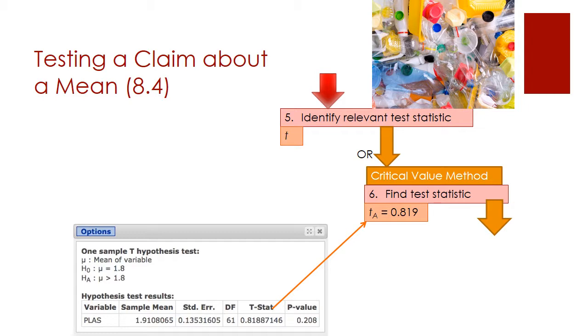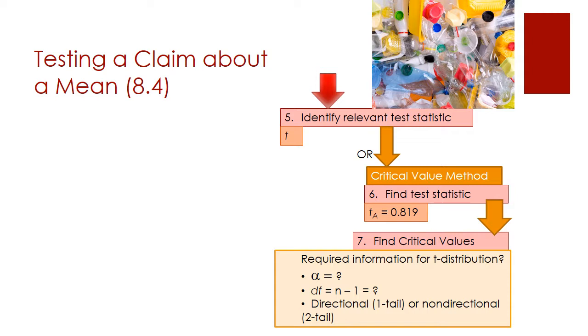So our next step is going to be to find our critical values. To find our critical values, we're going to use this information that we've already identified. We have alpha here is 0.05, and we know our n is 61, right?